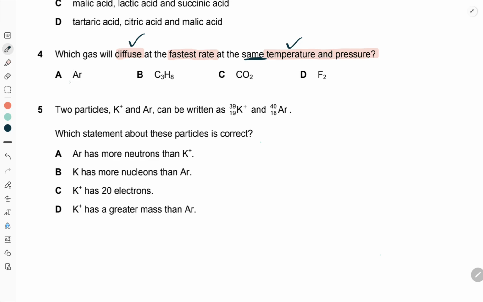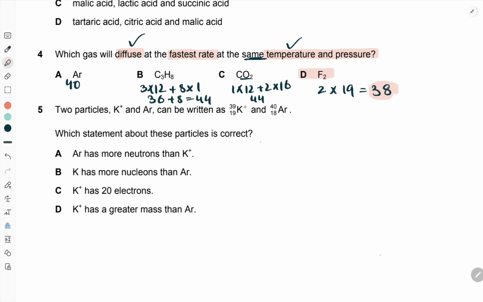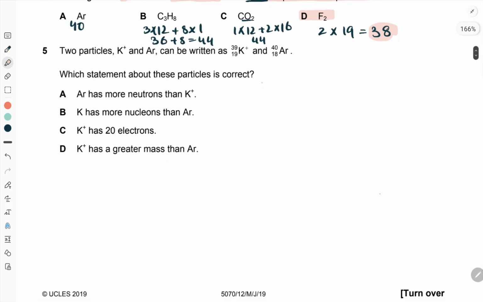Now the Mr of argon gas, since it is a monoatomic gas, is 40. The Mr of this gas B, we can do the calculation: 3 carbon times 12 plus 8 hydrogen times 1. So this would be 36 plus 8, and that is 44. Carbon dioxide: 1 carbon times 12, 2 oxygen times 16. So the Mr is 44. Whereas for fluorine, there are two atoms, and one is 19. So the Mr is 38. Now you can see that the gas with the least Mr is this fluorine, which is 38. Therefore D is the correct answer.